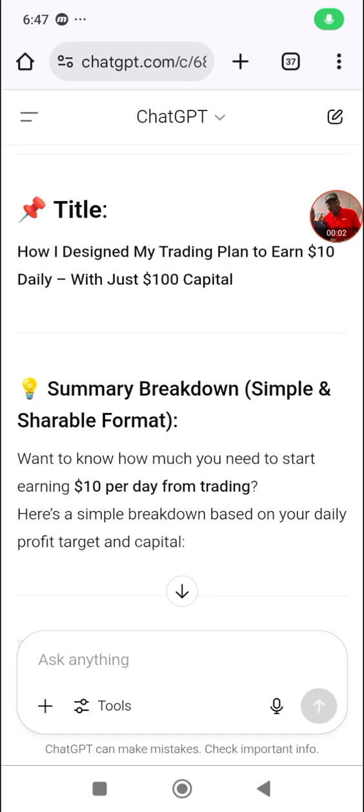I just quickly want to explain this, how this works, and how you can also. A lot of people have been saying, okay, what's the trading plan for the projection of you earning $10 every day? Now, I would recommend the simpler version. Now, how I design my trading plan to earn $10 daily.